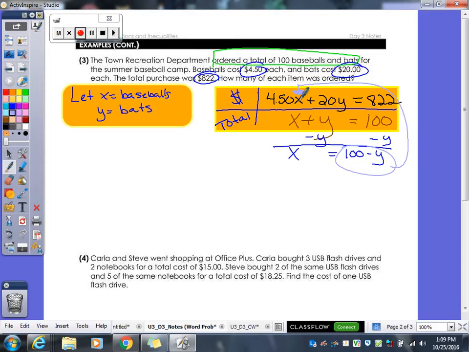Okay? So let's go ahead and do that. You guys are going to need your calculators to help me out. So it's going to be 4.50 parentheses 100 minus Y. Does everyone see what I did? I took that and substituted in for X plus 20Y equals 822. All right, so 450 times 100 should be 450.